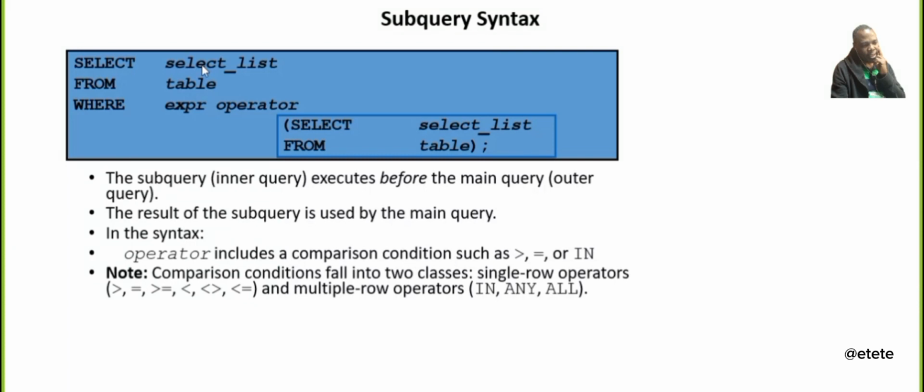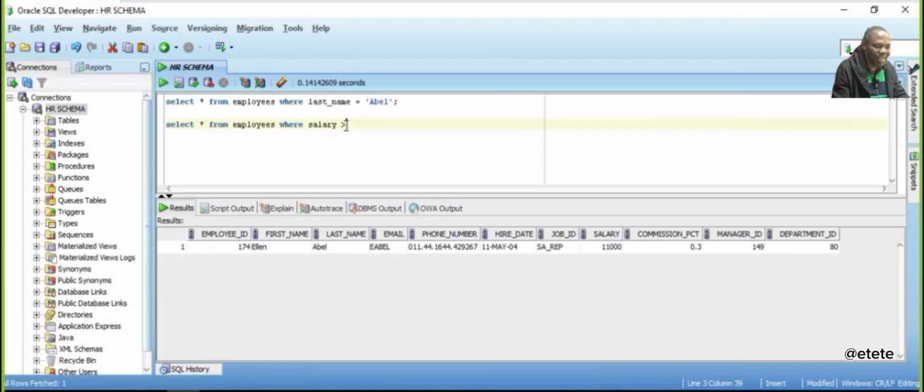I've written select list from table where the expression. Now, I am putting salary as the expression. Then I'm going to pick my operator, which is greater than. Where salary is greater than, I'm now going to write this subquery. I have to put it in parentheses, you can see. So I'm going to say where salary greater than, and now write the subquery.